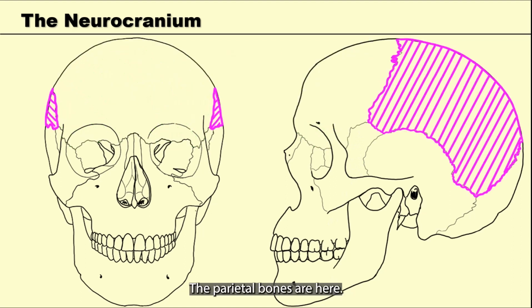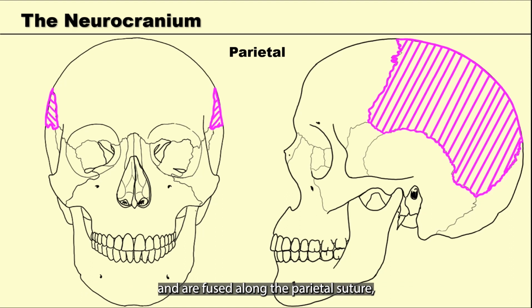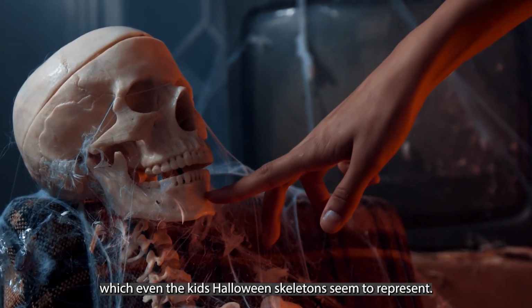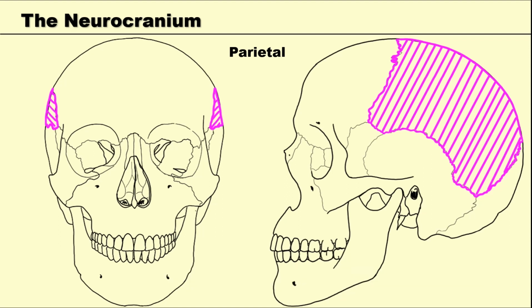The parietal bones are here. These paired bones meet along the top of the head at the midline and are fused along the parietal suture, also known as the sagittal suture, which even the kids' Halloween skeletons seem to represent. These bones are also thick and protect the top of the brain from injury.